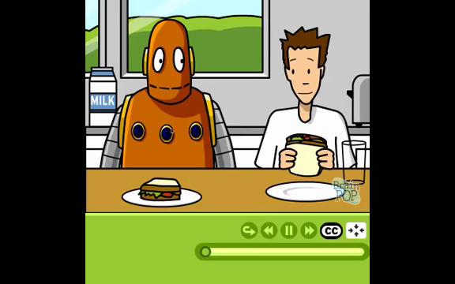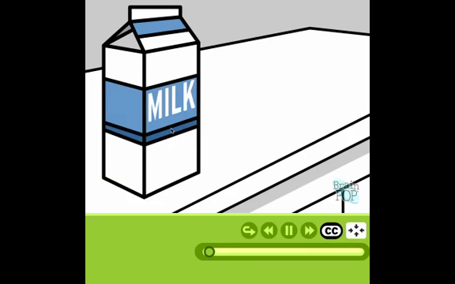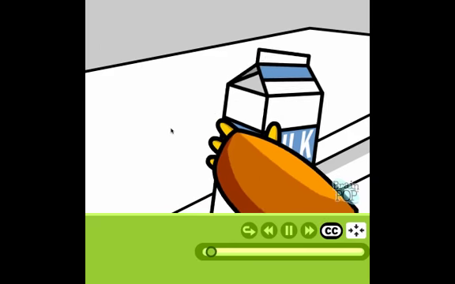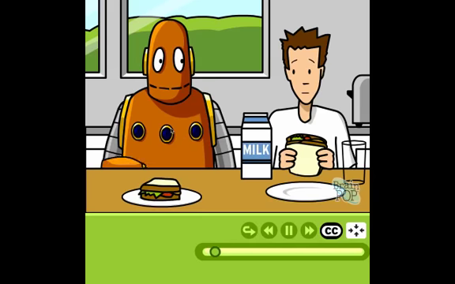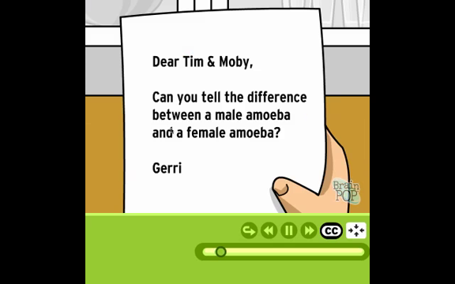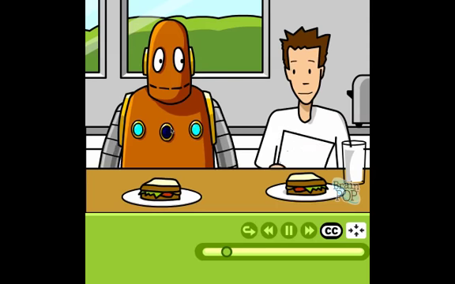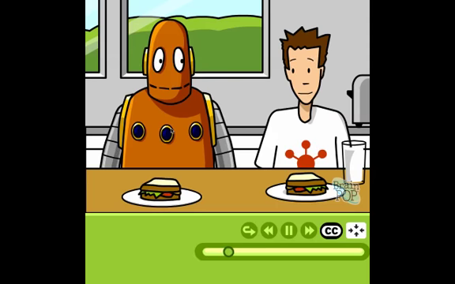Can you reach the milk? Thanks. Dear Tim and Moby, can you tell the difference between a male amoeba and a female amoeba? From Jerry. No, it's not a riddle, Moby. Amoebas don't have males and females. They reproduce asexually, meaning without sex.